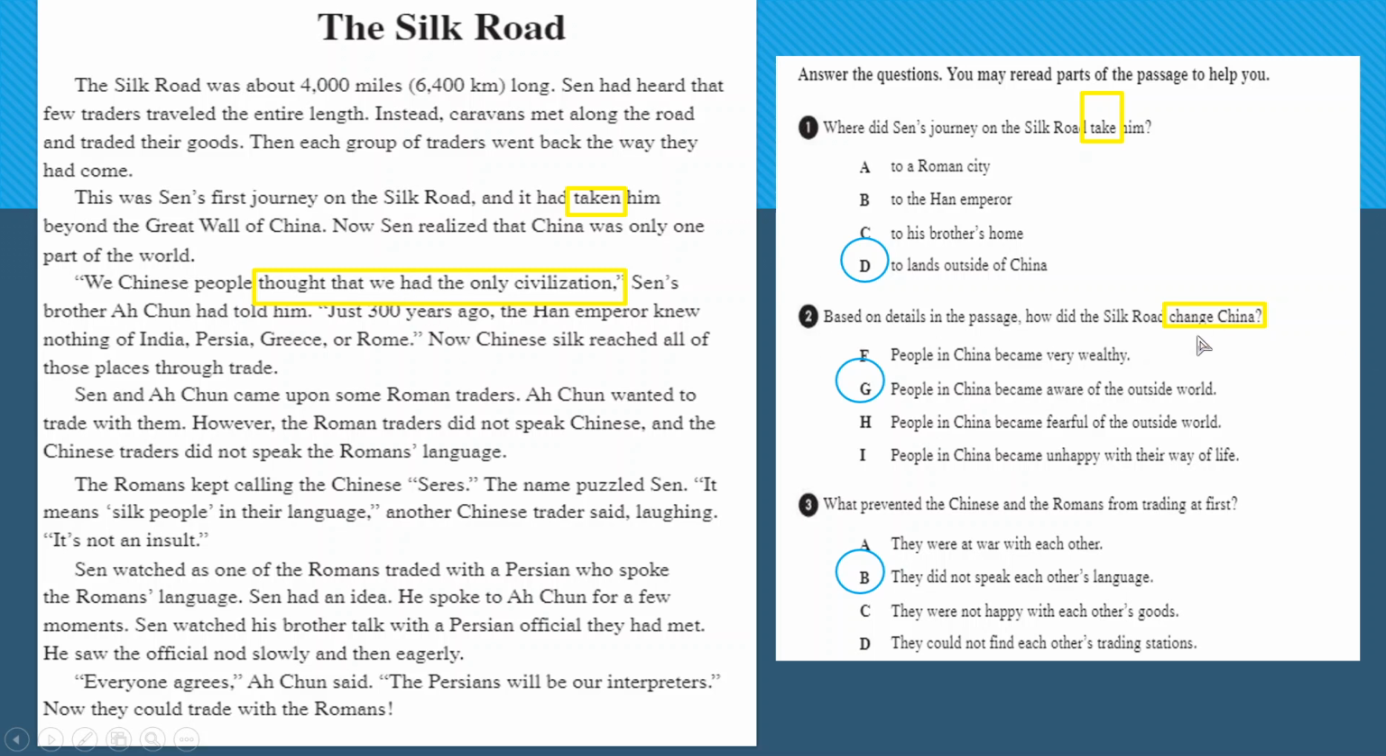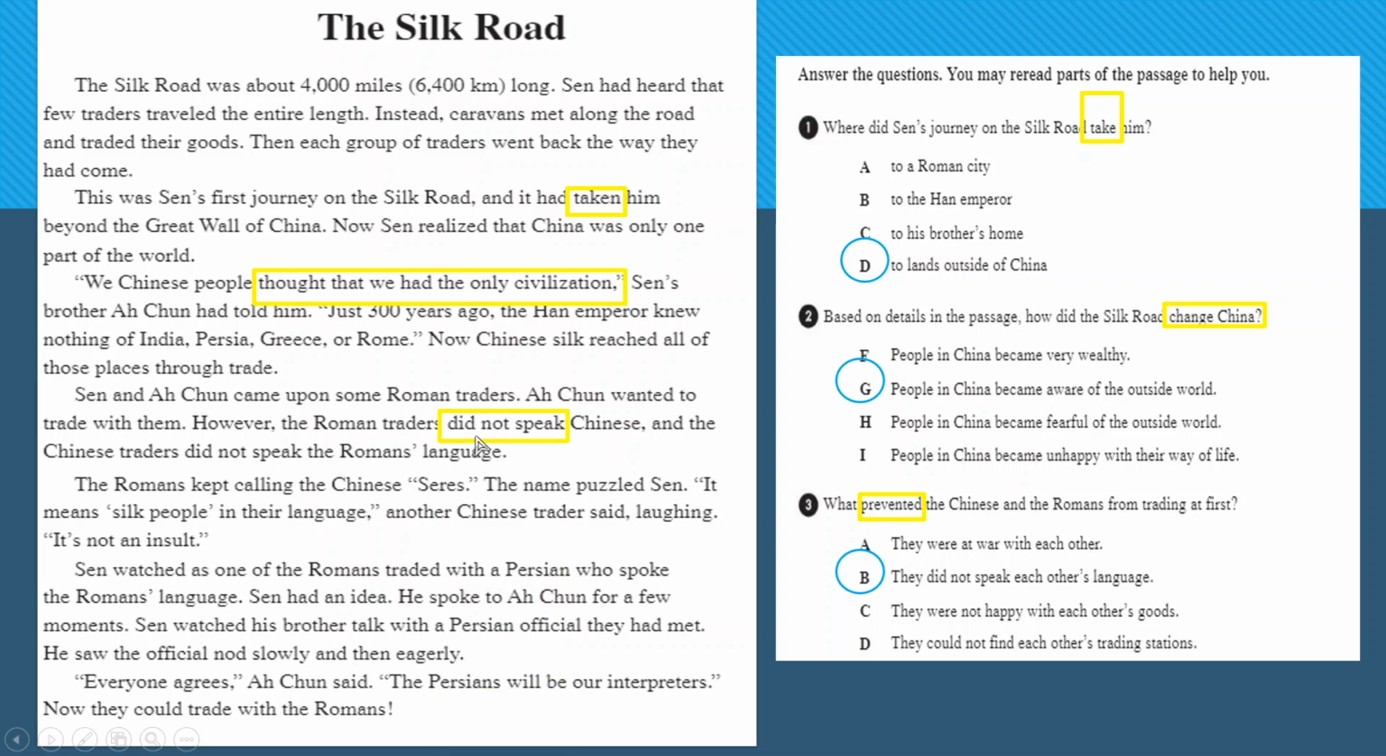However, it changed China because now they knew that there are many places in the world. Okay, so finally you are going to look for again prevented. So verbs, make sure that you underline important verbs in the question first. Take, change, and prevented, and you look for the same ideas in the paragraph or in the passage.